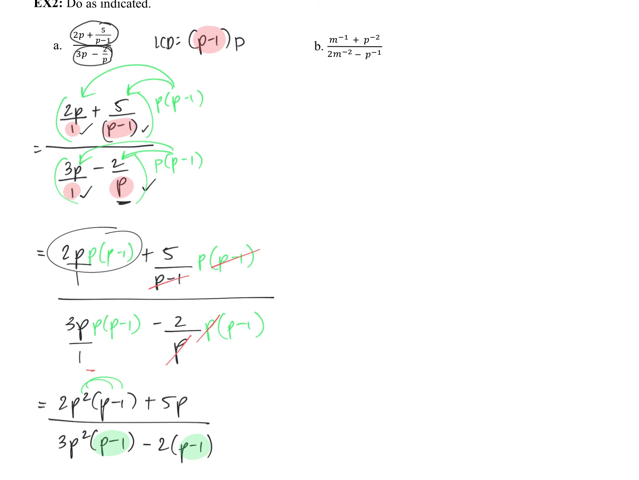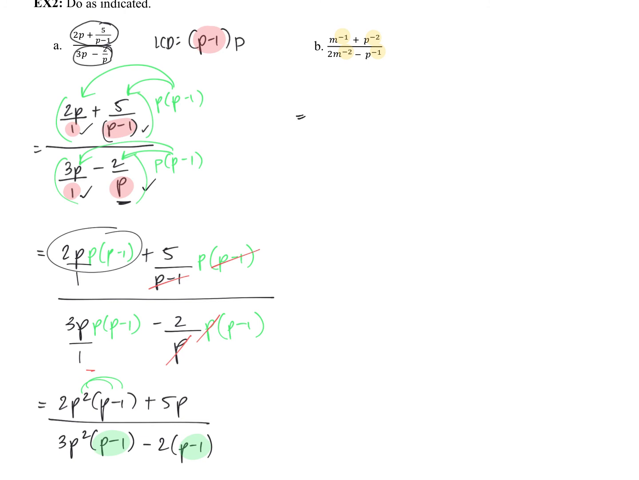Now, there's something weird about this one. Can you figure out what it is? I'll give you a hint. We have negative exponents. Okay, so negative exponents. What do we do with them? We have to get rid of them, right? We have to use the reciprocal rule.